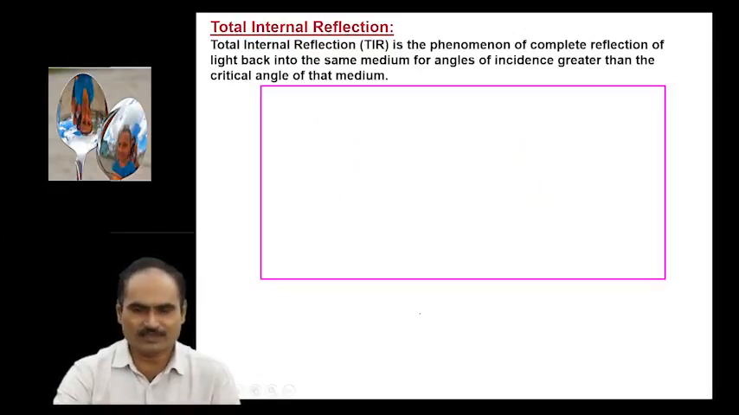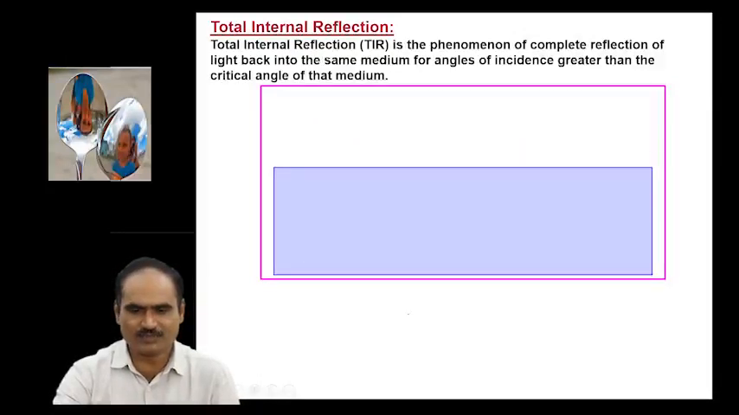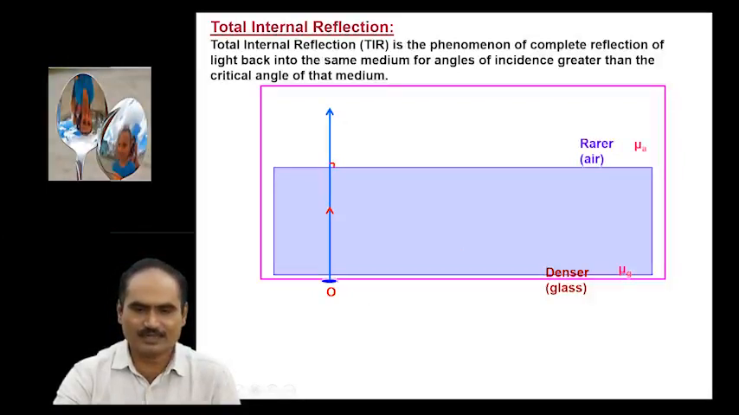So total internal reflection. The condition required for this concept is that the light has to travel from denser to rarer medium. Now let us consider this is air, and this is a denser medium, glass or water, whatever you take. Now let us take a light ray incident normal to the interface of air and glass. Then it goes vertically upwards like this. Suppose a light ray is incident with some angle, say I1, then it undergoes refraction, but it goes away from the normal, like this.